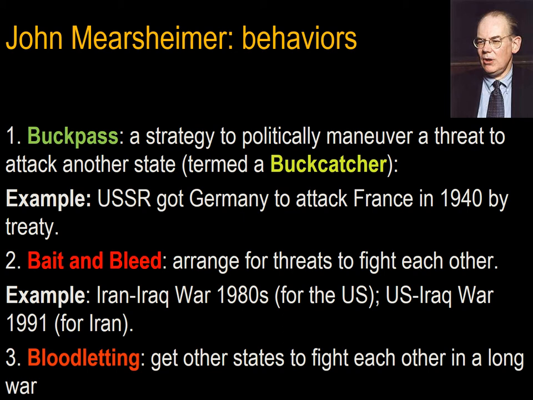And the third technique is bloodletting. It's to get other states to fight each other in a long war. And so it would be the conclusion of the bait and bleed technique. It's then to get the countries to stay at war for a very long time. And this is what the U.S. and its Western allies tried to do in the Iran-Iraq war, to keep Iraq in the conflict, to check Iran. And it worked for a decade.